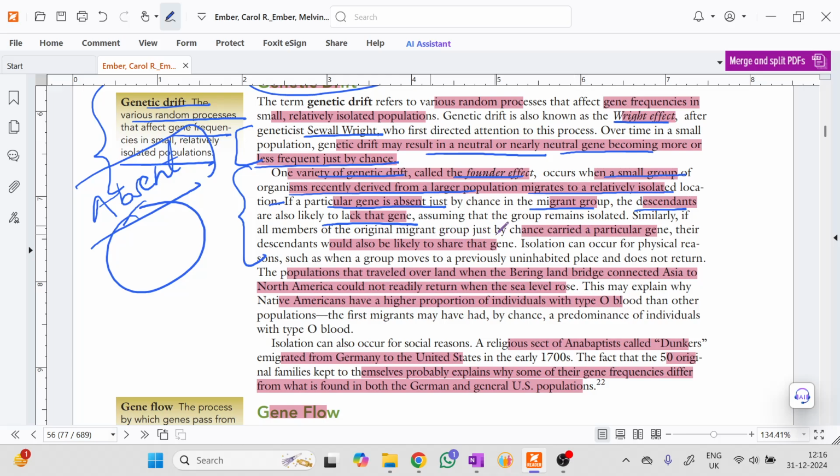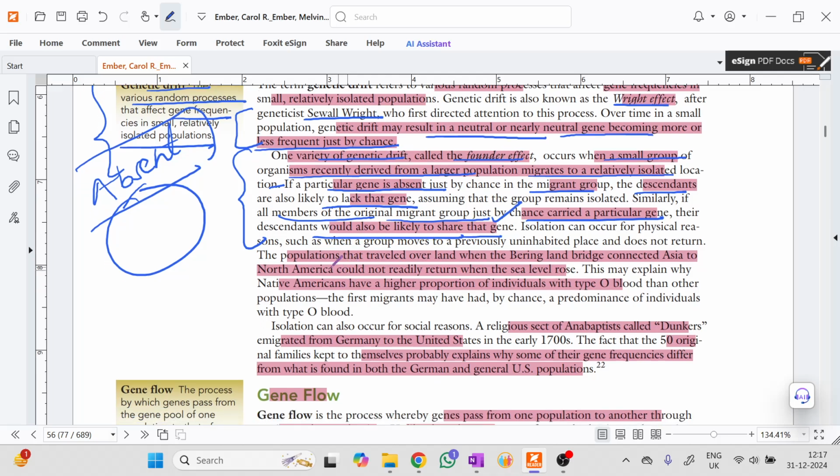So if a particular gene is absent or present in it, the situation will remain the same. And if all members of the migrant group by chance carried a particular gene, then the descendants would also share that gene. Since no intermixing is happening and no fresh input of genes is being advanced, the genetic composition will remain the same. So the population that traveled over land when the Bering Strait bridge connected Asia to North America could not readily return.